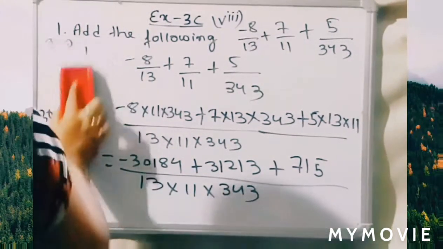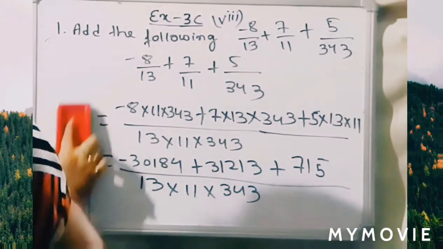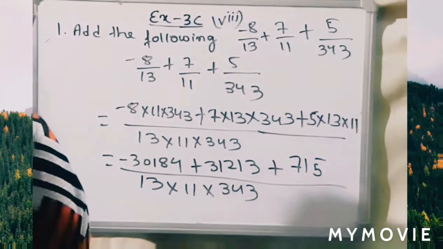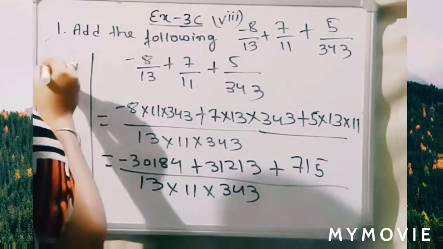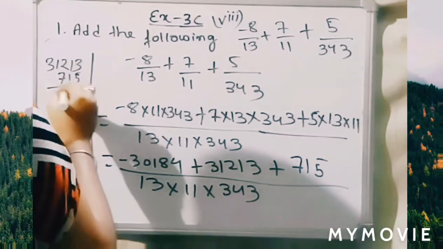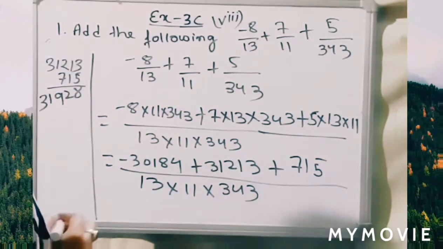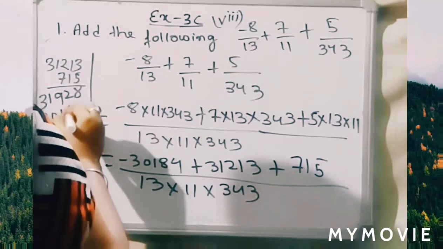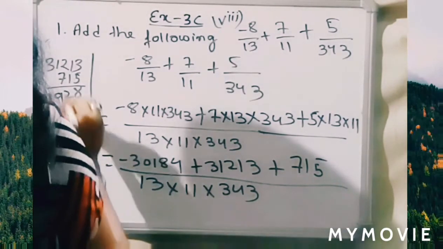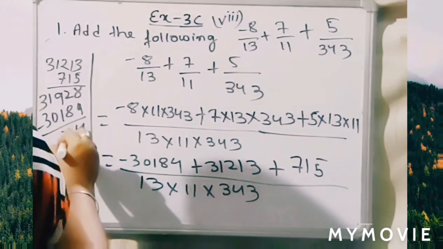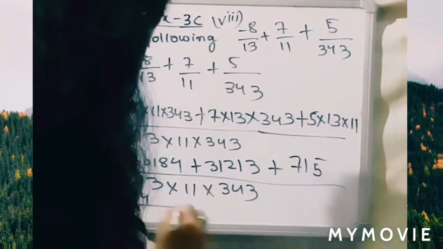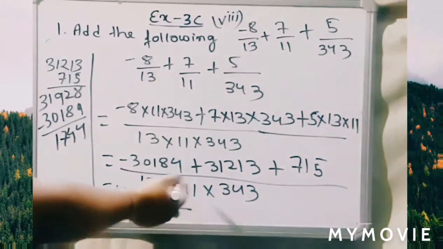So now you will do the addition. Now you will do the addition of these numbers. 3 1 2 1 3 7 1 5 8 2 9 1 3 3 1 9. Now you do the subtraction. 3 0 1 8 4. 8 minus 4 is 4. 12 minus 8 is 4. Sorry. 8 minus 1 is 7. Here will be 1. 1 7 4 4 multiplied with, now you do the multiplication of 13 into 11.